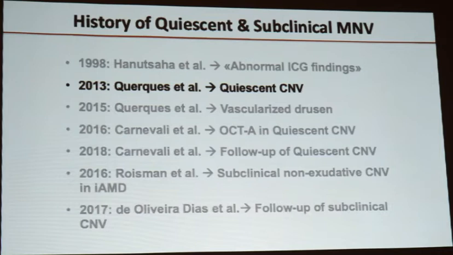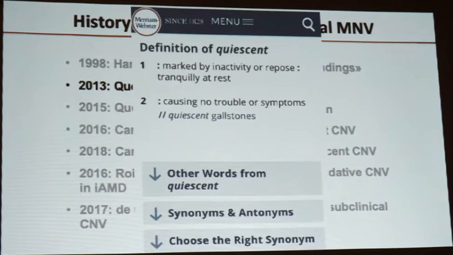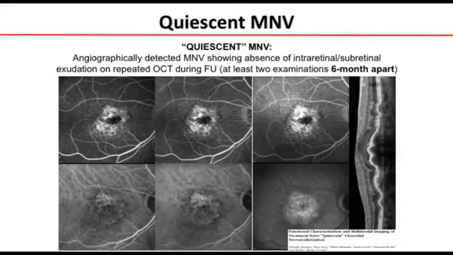However, some years ago, my mentor, Professor Querques, described for the first time the quiescent choroidal neovascularization. Why the term quiescent? Because quiescent is characterized by inactivity, so there is no exudation in this kind of neovessels, and also no symptoms. Usually, patients affected by this kind of neovascularization don't have any visual decline. Sometimes some metamorphopsia, but no visual decline.